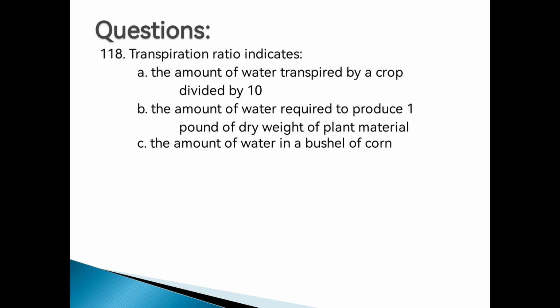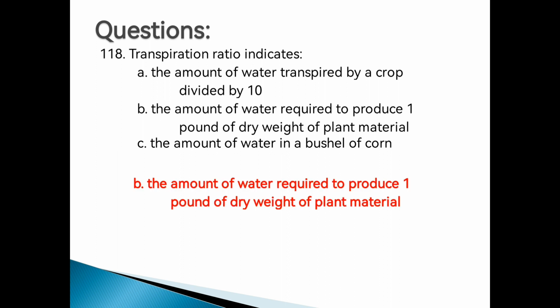Question 118. Transpiration ratio indicates A. The amount of water transpired by a crop divided by 10. B. The amount of water required to produce 1 pound of dry weight of plant material. C. The amount of water in a bushel of corn. The correct answer is B. The amount of water required to produce 1 pound of dry weight of plant material.